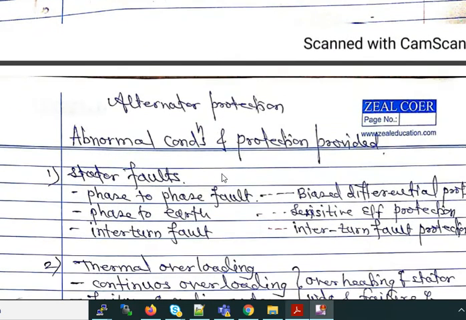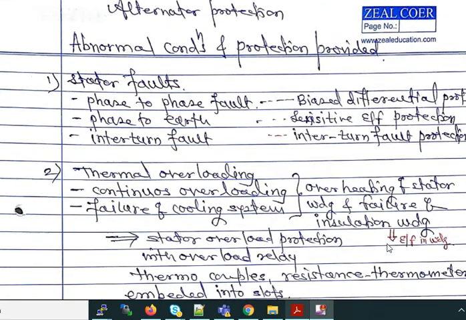Now, let us see what are the abnormal conditions and protections to be provided for the alternator. Let us start one by one. For the stator faults, phase-to-phase faults, the protection provided is biased differential protection. For phase-to-earth fault, sensitive earth fault protection is used. For the interturn fault, interturn fault protection is used.